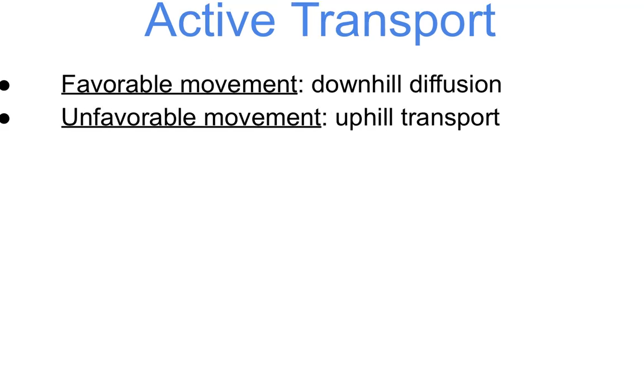I suppose I should also clarify what this movement is. If we call it favorable, then it's moving in a downhill diffusion way. And if we call it unfavorable, then it's moving uphill transport. So these terms are counterintuitive, maybe, because if something's favorable, you think it's moving. Anyway, if it's favorable, it's moving downhill in diffusion. And if it's unfavorable, it's moving uphill transport.